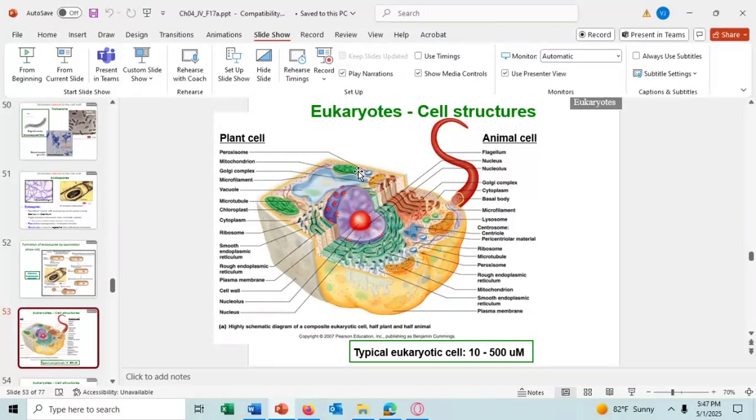There is a central vacuole found in a plant cell. There are no central vacuoles found in an animal cell. There are vacuoles found in an animal cell and vacuoles found in a plant cell.